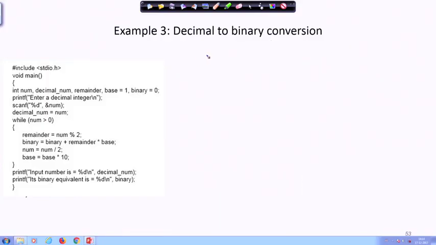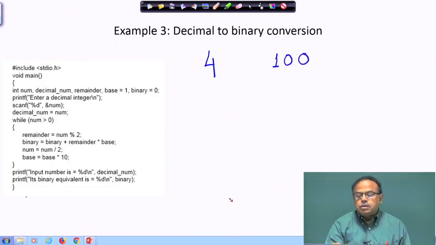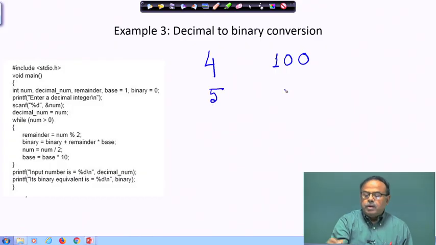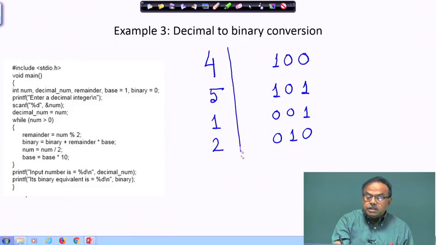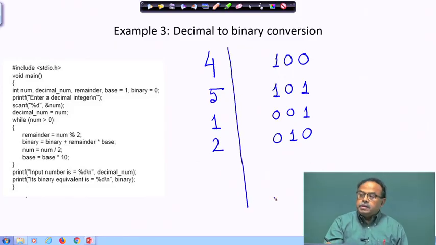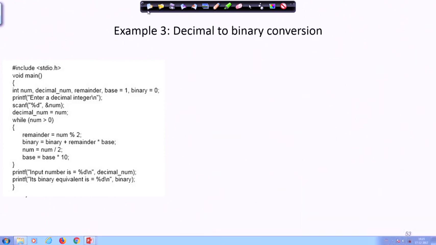So, if I have a decimal digit 4, its binary equivalent is 100. If we have 5, then it is 101. If it is 1, then it is 001 or just 1. If it is 2, it is 010, like that. The question is that given a decimal digit, how can I convert it to binary? What is the algorithm? The algorithm is something like this.